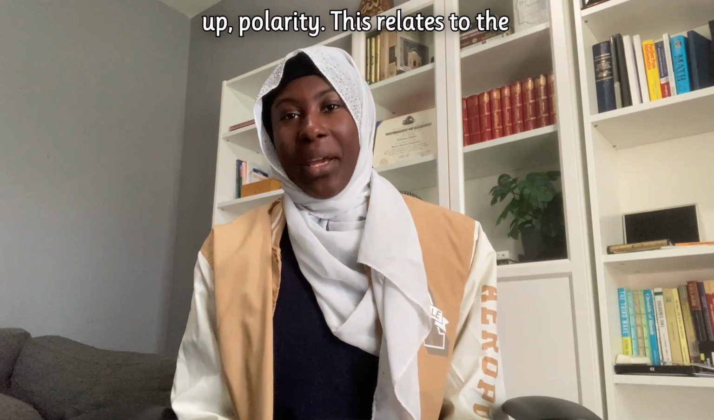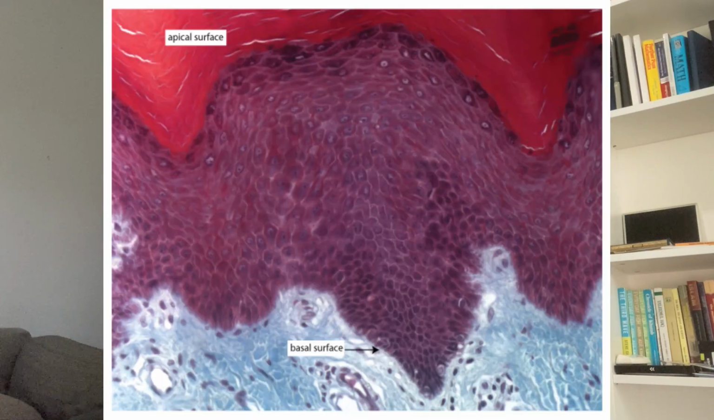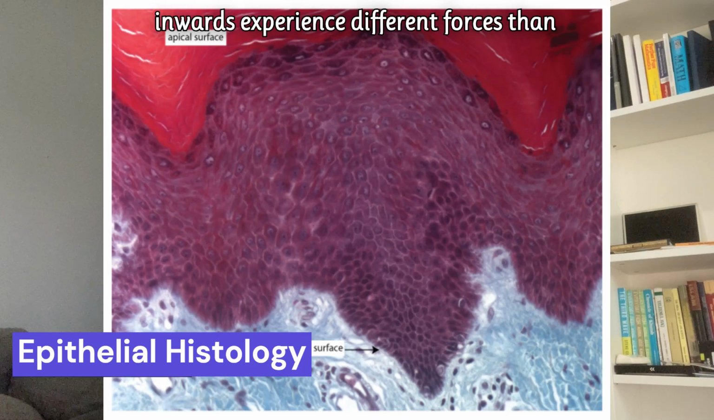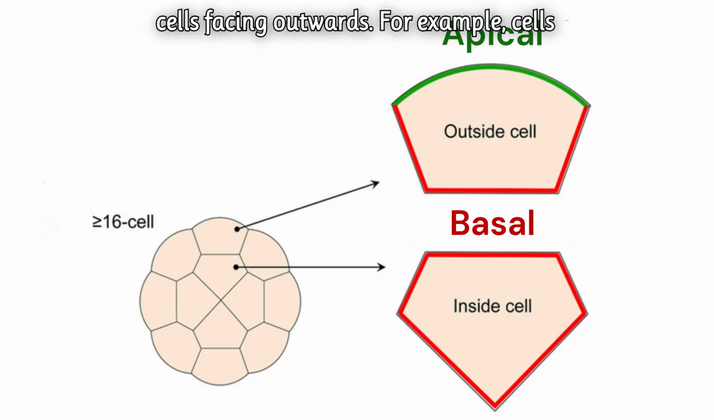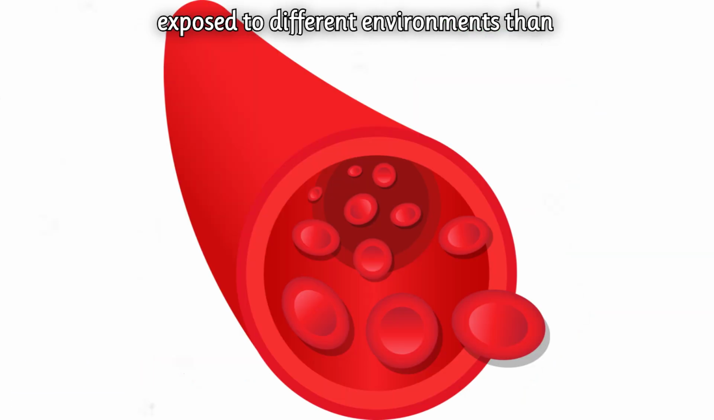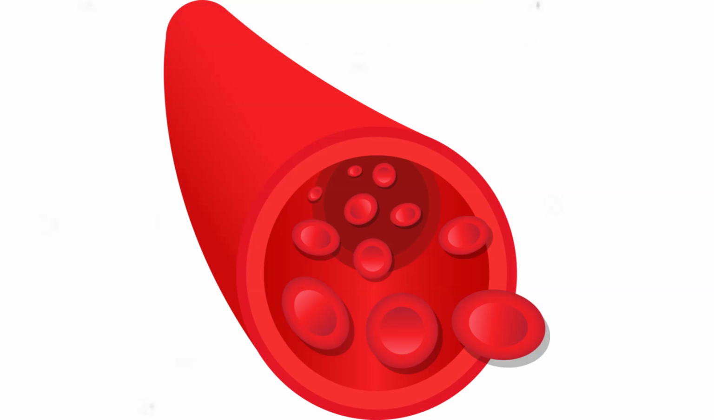First up, polarity. This relates to the differences in cells based on their orientation. In apical basal polarity, cells facing inwards experience different forces than cells facing outwards. For example, cells on the outer surfaces of your body are exposed to different environments than cells on the inside. This distinction helps guide differentiation.